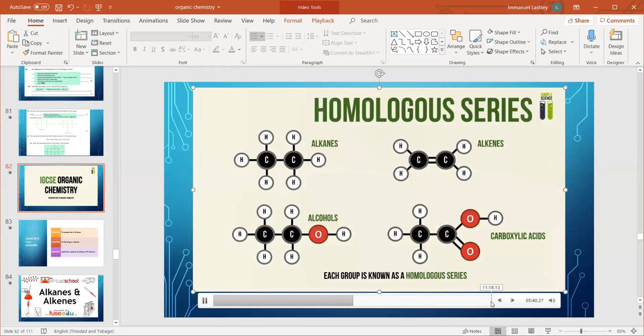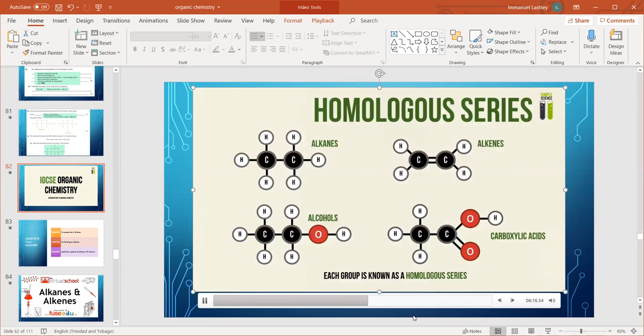So let's look at a concept, as I mentioned briefly, the homologous series. In organic chemistry, in our IGCSE organic chemistry, you will learn about four main groups of organic compounds. The first being the alkanes family, second the alkenes family, third the alcohols family, and fourth the carboxylic acids. There may be reactions between members of each of these families, but we will talk about that in a much later video. Okay, so homologous series.